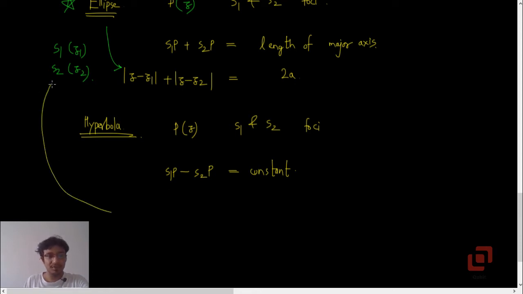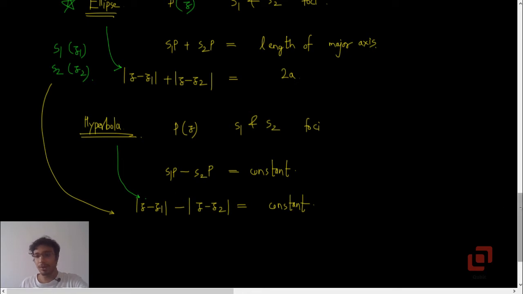Let us use the same notation. So the distance between z and z1 minus the distance between z and z2 is constant. So if you see such an equation, then what will you conclude? You will conclude that the conic or the curve corresponding to such an equation on the Argand plane will be a hyperbola.